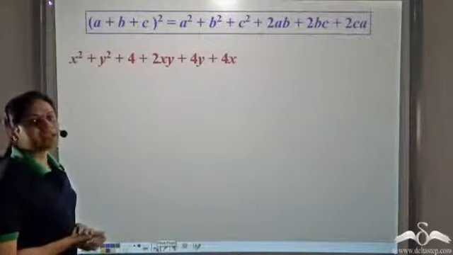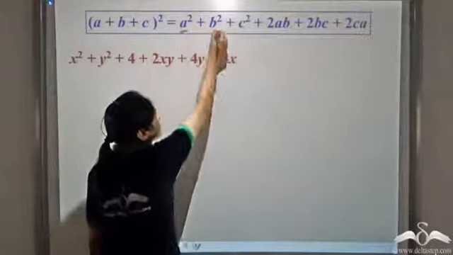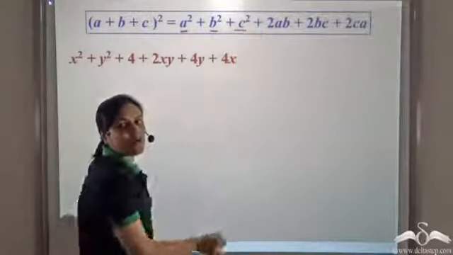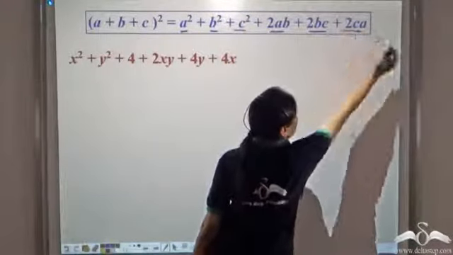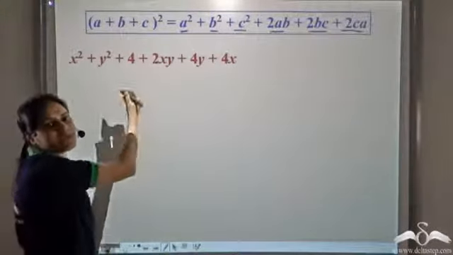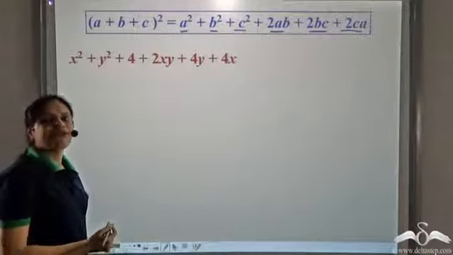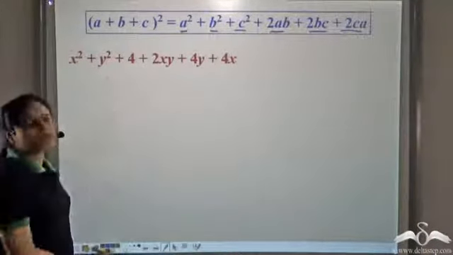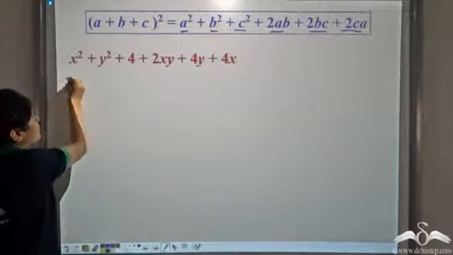We have (a plus b plus c) whole square is equal to a square plus b square plus c square plus 2ab plus 2bc plus 2ca. So if we can compare the terms of this expression to the right hand side of this identity, we can factorize it as (a plus b plus c) whole square. So let us try and do that.